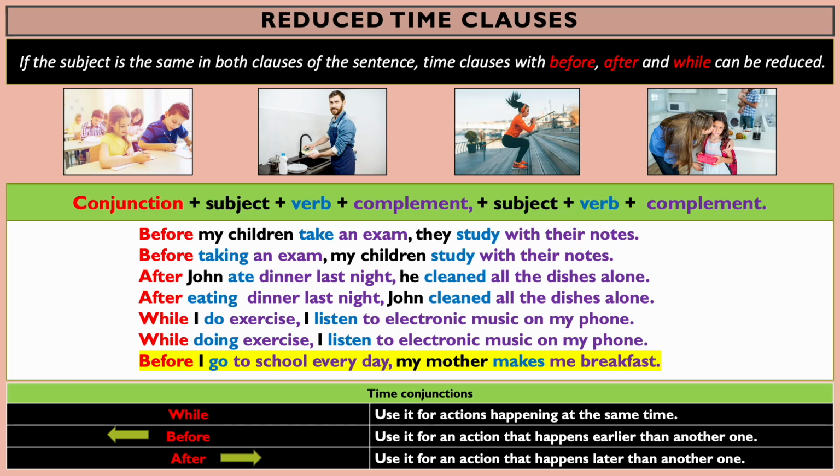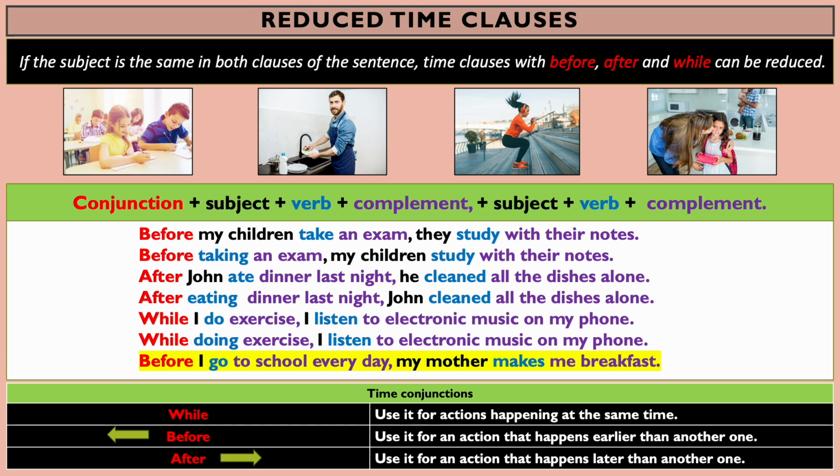Remember, when we talk about time conjunctions, the connectors while, before, and after, these are the uses. Use while for actions happening at the same time. If you have two actions and one action is happening at the same time that the other one is happening, we use while for two actions happening simultaneously. Before is used for an action that happens earlier than another action. And you use after to talk about an action that happens later than another one.